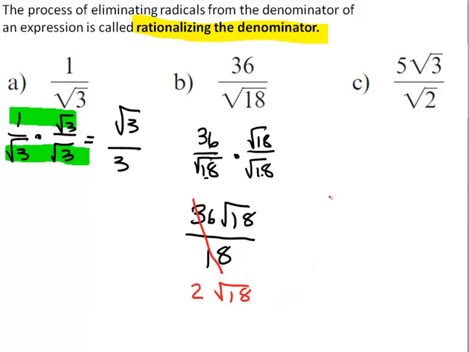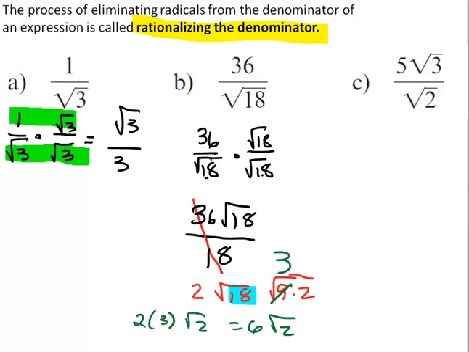Now, before you get excited and want to move on, remember I can factor some stuff out of this. So this is really the square root of 9 times 2, right? Can I pull a square root out of that? You betcha. Out comes a 3. So my new version is 2 times 3 times the square root of 2, or 6 root 2.